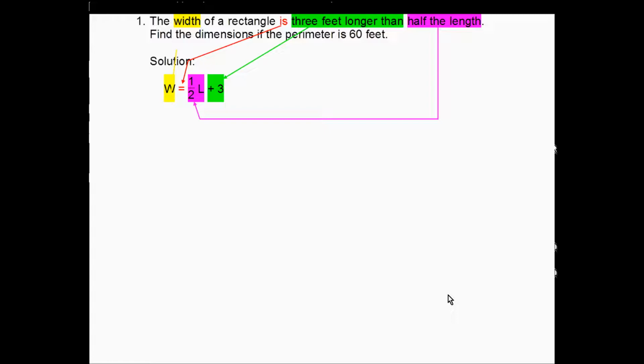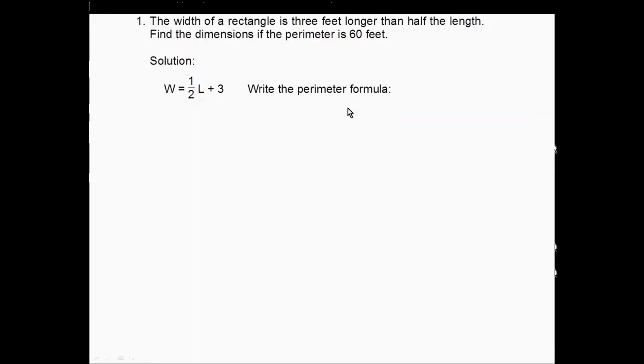Okay, after you've established the relationship that exists between W and L, write down, in this case, the perimeter formula. If we were doing area, we would write down the area formula. So remember, perimeter is equal to, so now I'm going to write the perimeter formula. Perimeter is equal to 2 lengths plus 2 widths. Okay, the technique that we're using is called substitution.